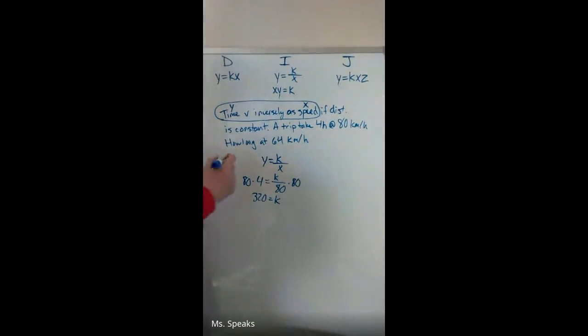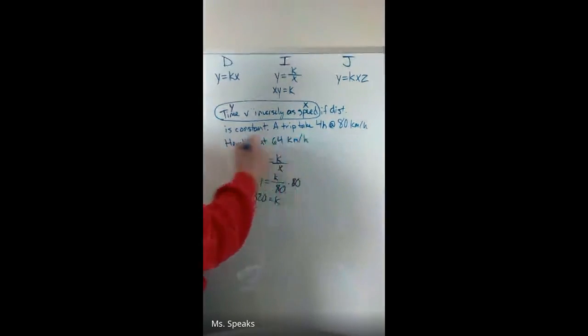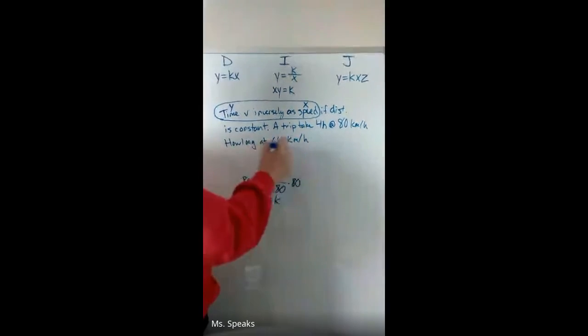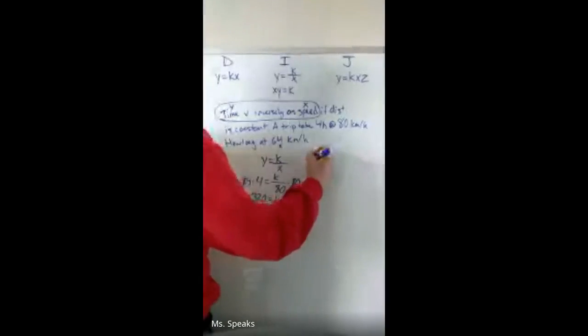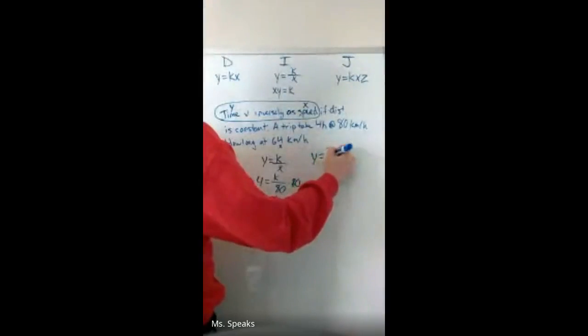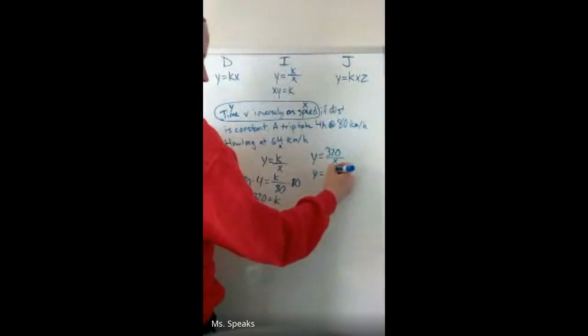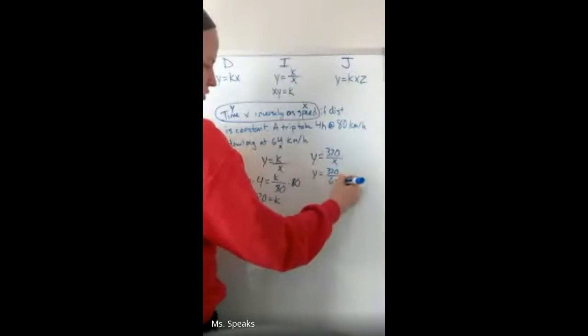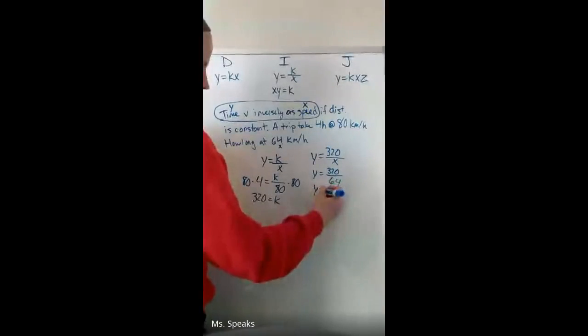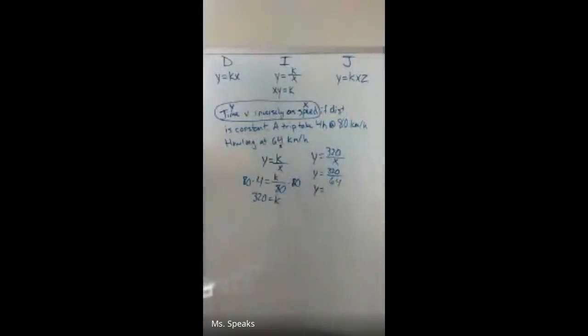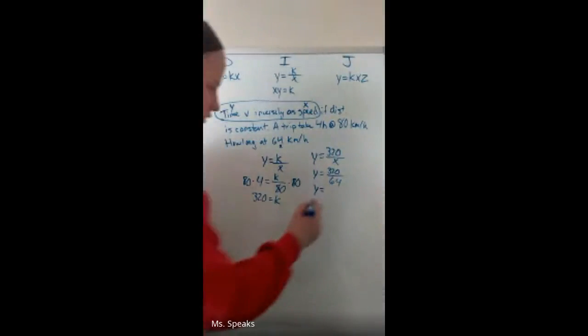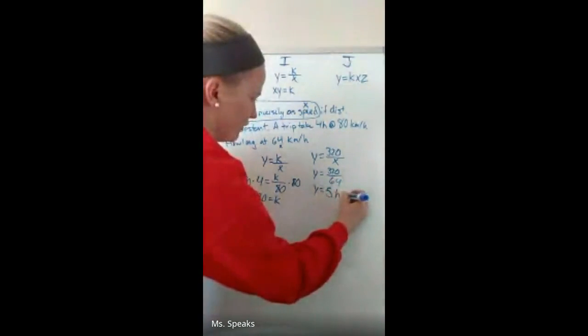Now that gives me enough information to use the 64. So 64 kilometers per hour, that's a speed, so that's going to be x. So if y equals 320 over x, and I know that x is 64, then I just got to do that math. And that would be 5, so it's going to take me 5 hours.